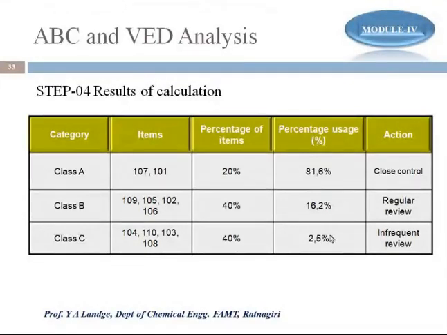Now, what action do you need to take over it? So you see here class A needs close control, because the expenditure for these items is about 81%, 80%. It means these two items always need well control. If you see this B category, then the action is regular review. So regularly we review the 109, 105, 102 and 106 category items, and the infrequent review that we have to take for this 104, 110, 103 and 108.